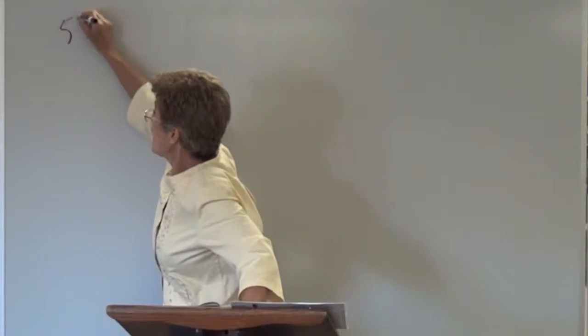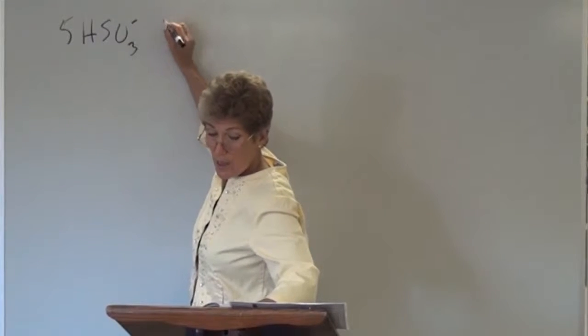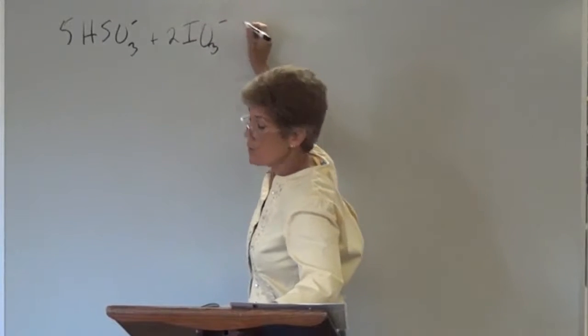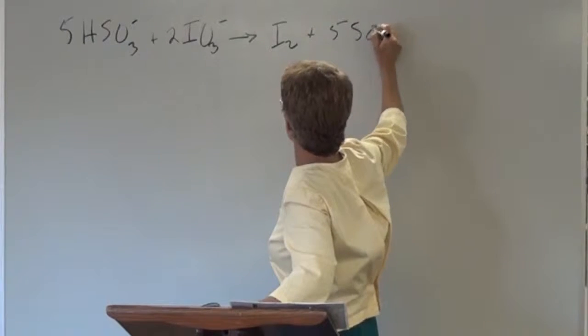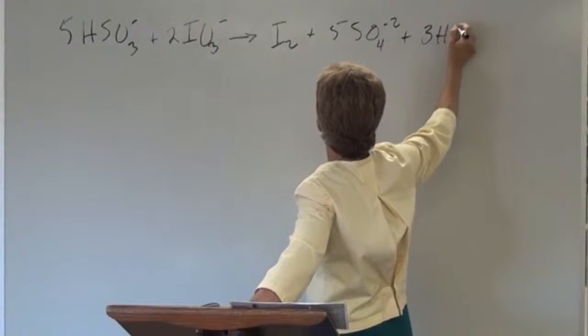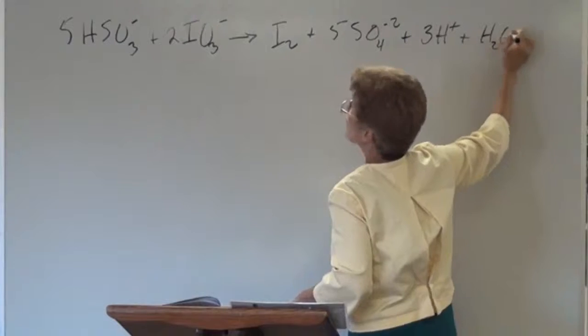Number 20, determine whether or not the following is a redox reaction. If it is, determine which atoms are being oxidized and which atoms are being reduced. Okay, so here we have 5 HSO3 -1. I'm going to leave out the phase symbols, so please forgive me for that. Yields I2 plus 5 SO4 -2 plus 3 H plus and water. Okay, here we go.